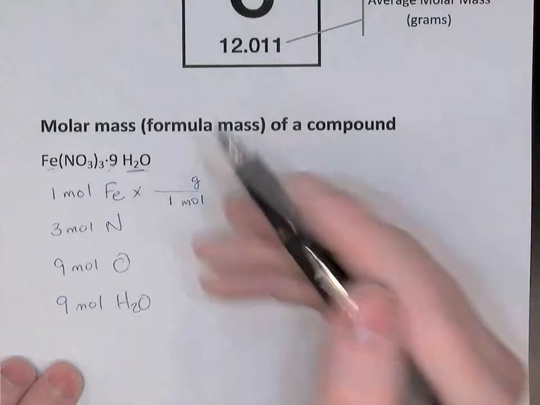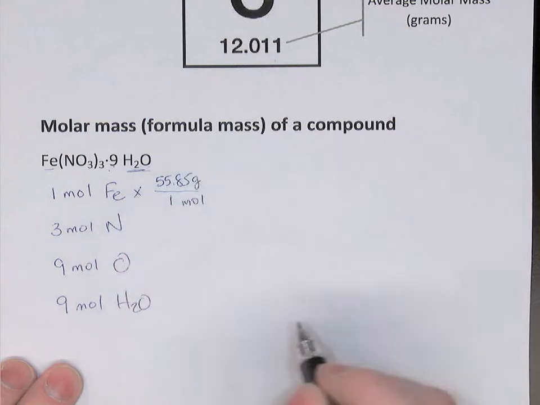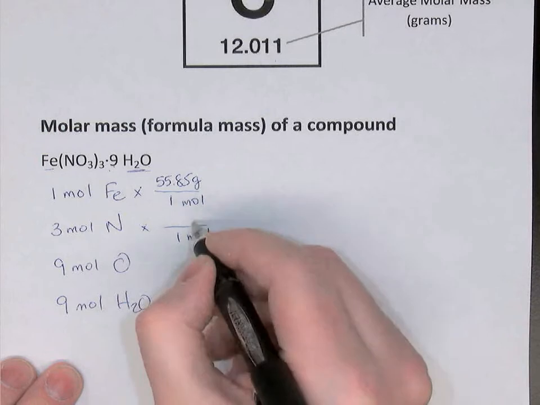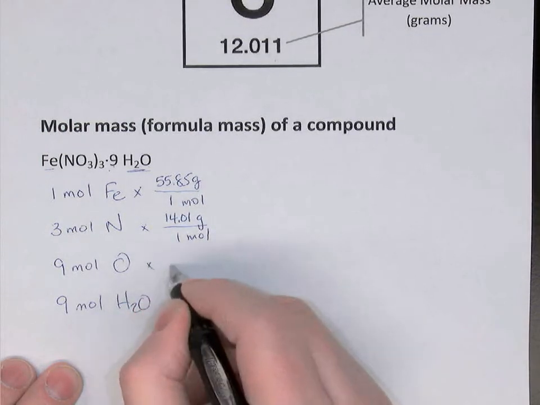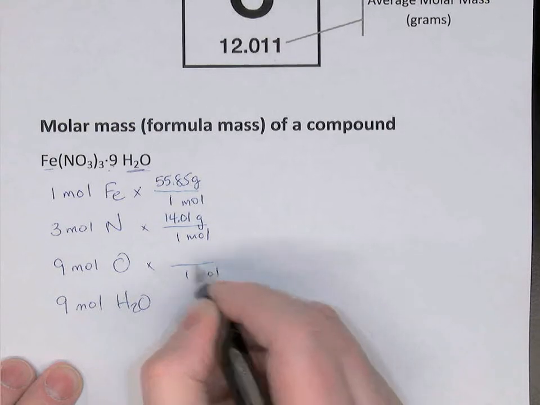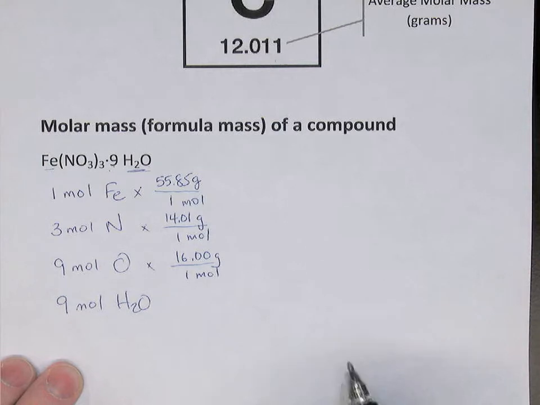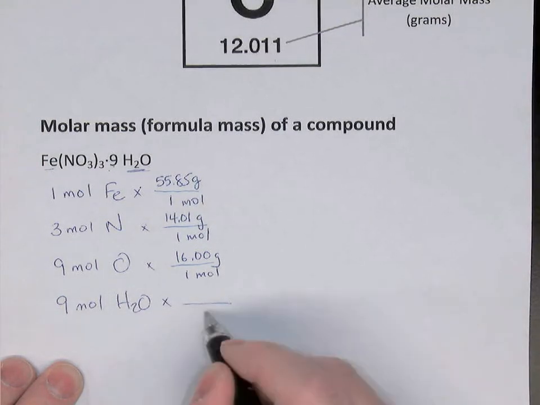1 mole of iron on a periodic table is 55.85 grams. Similarly, 1 mole of nitrogen is 14.01 grams, and 1 mole of oxygen is 16.00 grams. Now, obviously, you're not going to find water on a periodic table, but let's do some mental math.